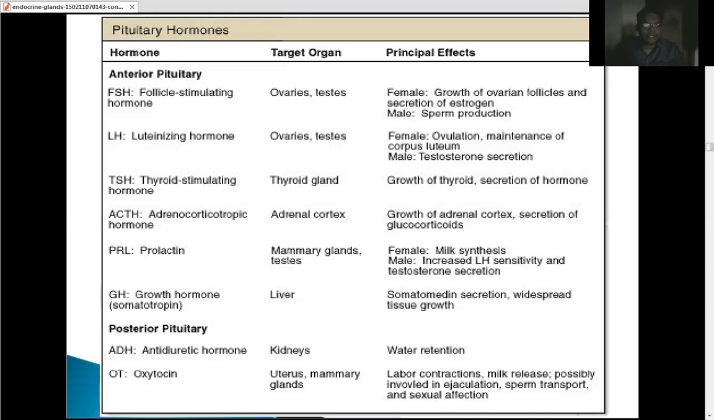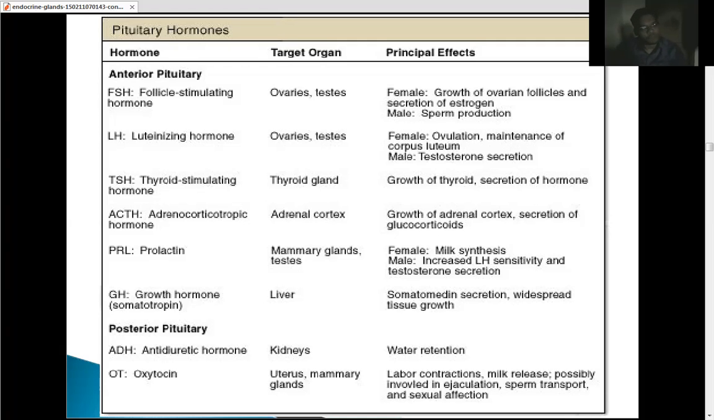Inside this table, we can see the summary of all the hormones. Number one, the anterior pituitary gland: FSH, follicle stimulating hormone. The target organ is the ovary and testis. Follicle stimulating hormone is a hormone of the reproductive organs. In females, it causes growth of the ovarian follicle and secretion of estrogen. In males, it helps to make sperm. So that's the function of FSH.